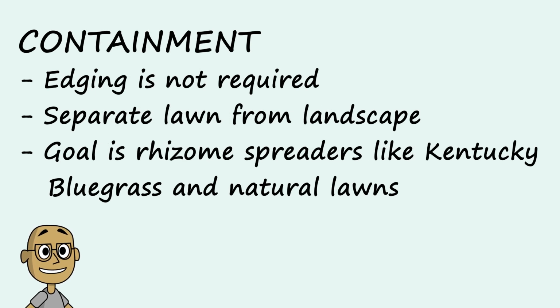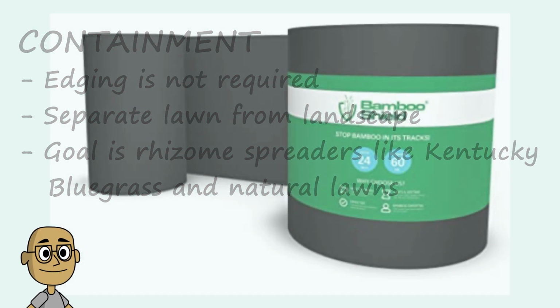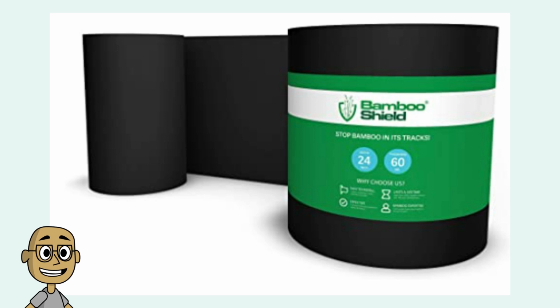Number 4 is to plan for containment. Edging is not a requirement, but if your goal is a low-maintenance landscape, then consider edging. The main goal is to separate a lawn from the landscape by preventing the spread of plants horizontally via rhizomes. Lawns that invade consist of Kentucky bluegrass and all natural lawns, which have a variety of rhizome spreaders. To note, all edging is not the same depth and thickness. Take bamboo shield, for example, which is 24 inches tall and 60 millimeters thick.